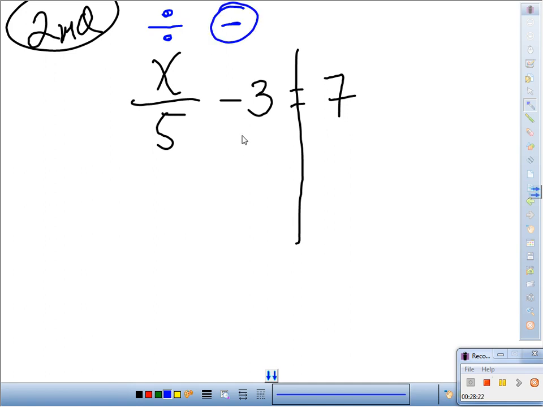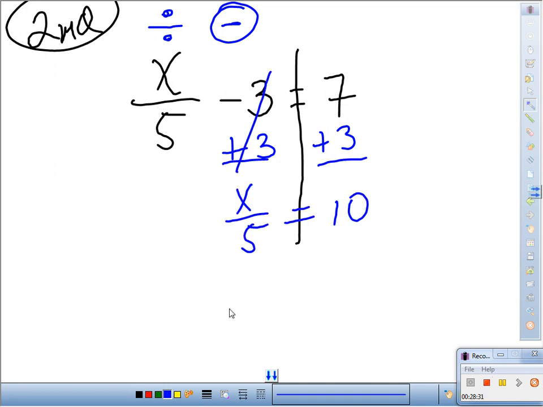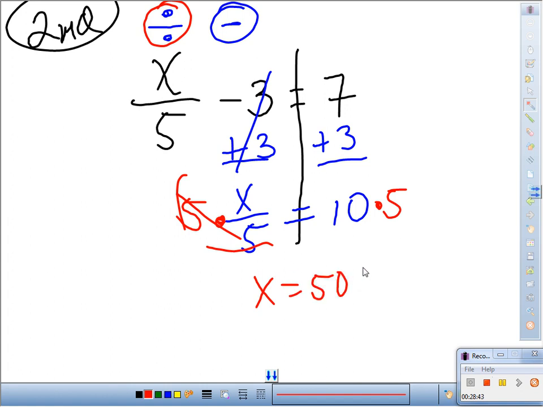So what is the inverse? Add 3, add 3. X divided by 5 equals 10. What's my last step, Isaac? Multiplication, because it's the inverse of division. So we multiply times 5, multiply times 5. So therefore we end up with x equals 50. Hands if you got that.